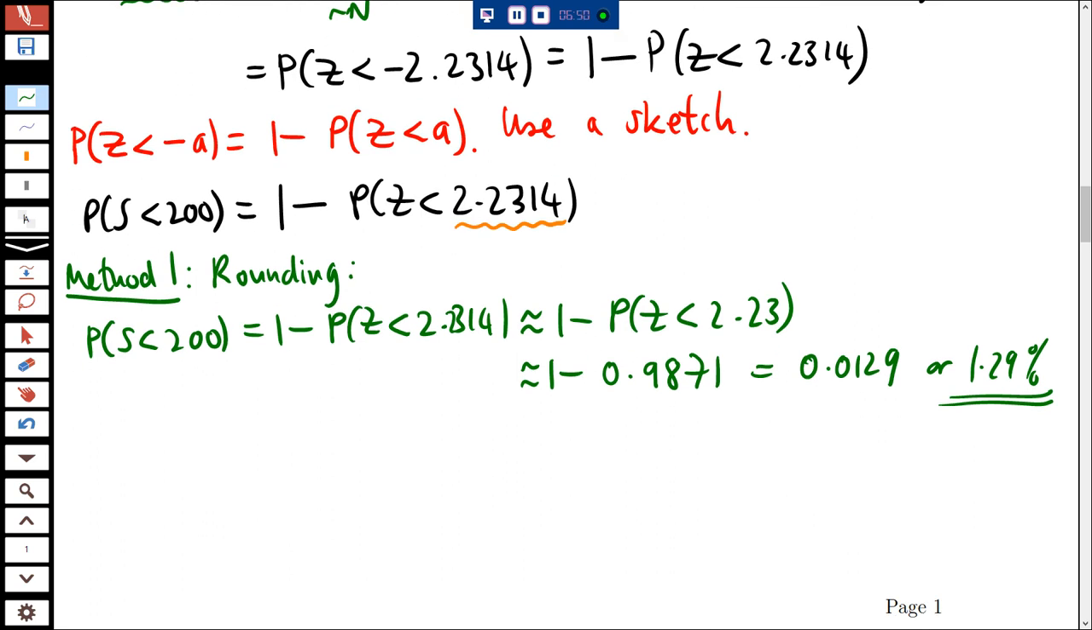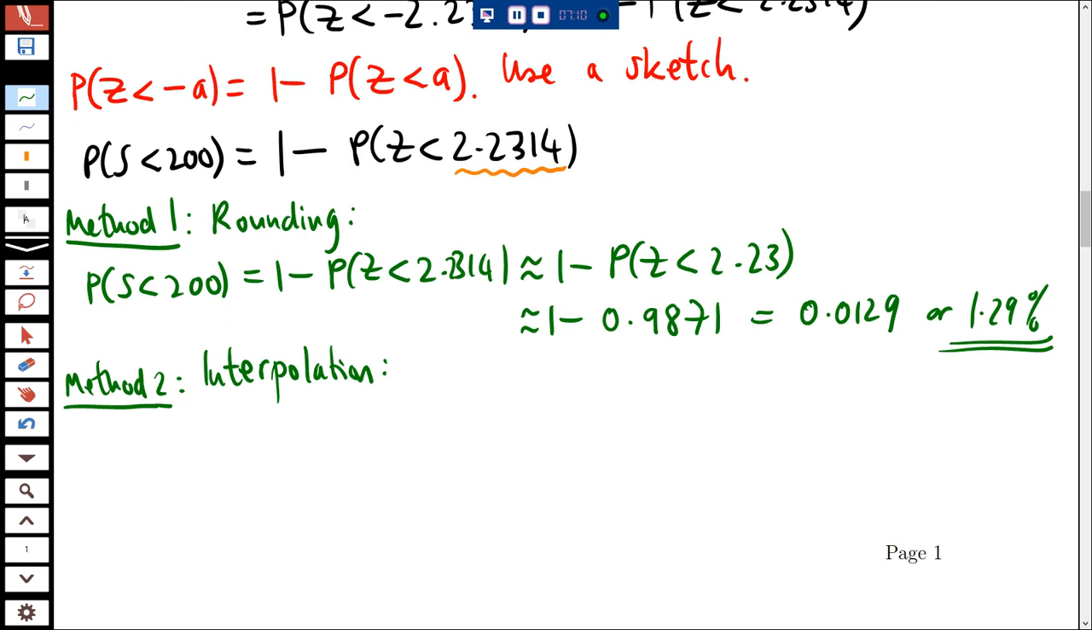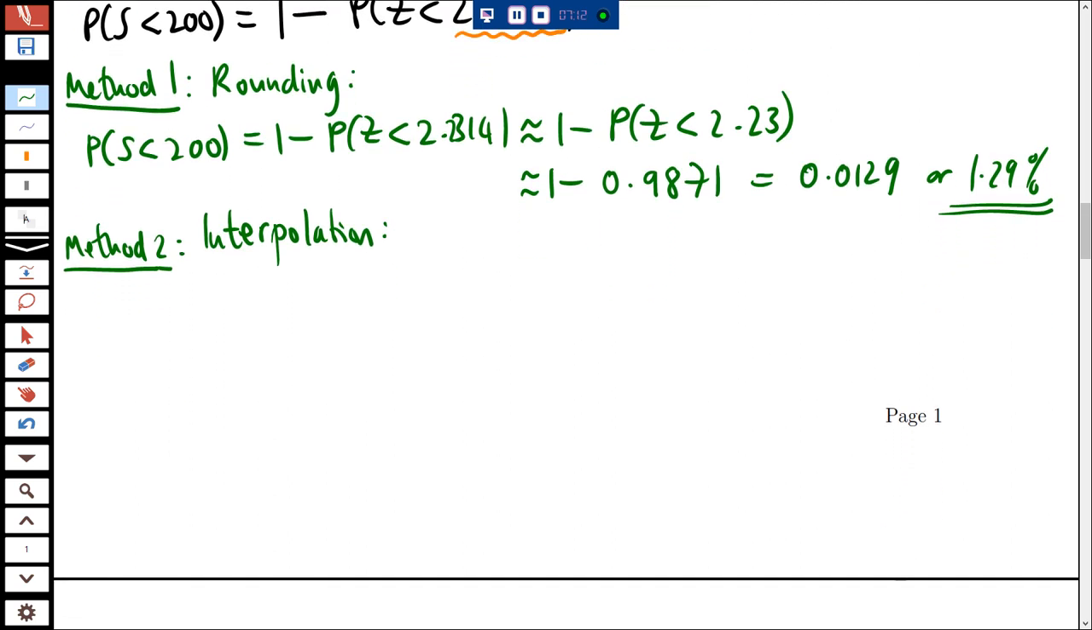So method two is called interpolation. Using interpolation, maybe the question will say linear interpolation, we're just drawing straight lines. So let's talk through that. Okay, I think a picture is quite helpful. So if we think about our standard normal distribution, so just think about Z.